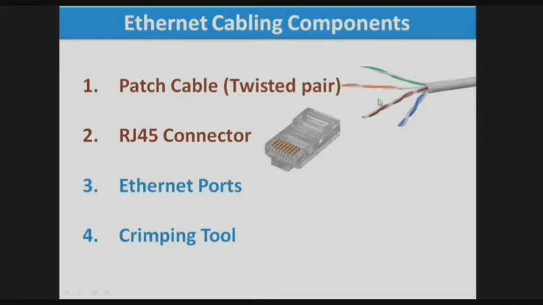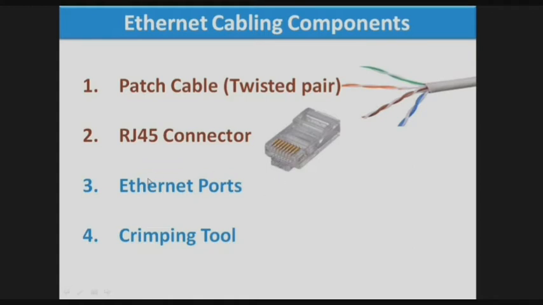Patch cable consists of 8 wires. Among them 4 wires are in solid colors and 4 wires are striped. All these 8 wires are twisted together and inserted into a single unit. So these wires are inserted into 8 jacks of the RJ45 connector. This is a small plastic cup. Inside one end of the RJ45 connector, the wires are inserted, and the other end is plugged into a LAN port.